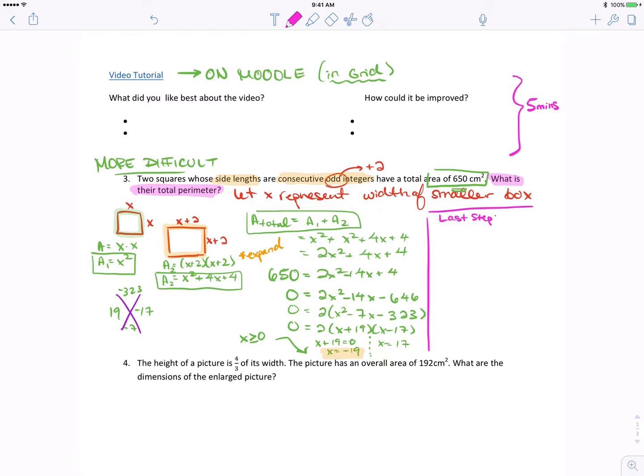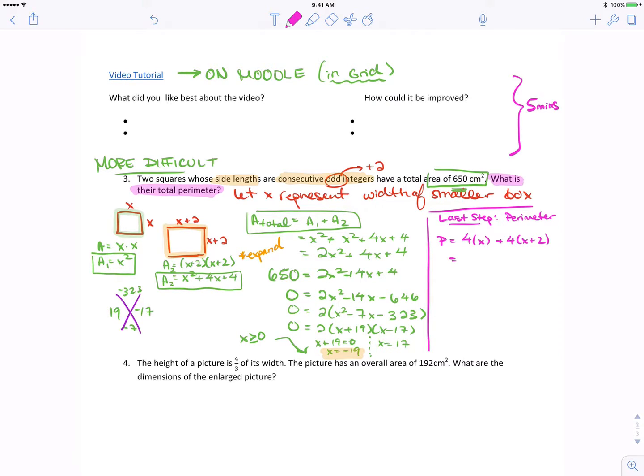Last step. Perimeter. So the perimeter will be... well, let's say I'm going to say it's 4 times x. Think about each side. There's 4 sides, so x plus x plus x plus x is 4x, plus 4, this is x plus 2.